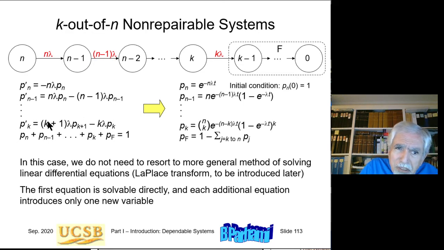And similarly, we continue until Pk. The rate of change of Pk is dependent on Pk plus 1 and Pk. So the negative term is for Pk, that's departure. The positive term is Pk plus 1. And finally, we have this equation that the sum of probabilities of being in these various states and the failure state should be equal to 1. So that gives us the probability of being in the failure state as 1 minus the summation of all those that we found up there.